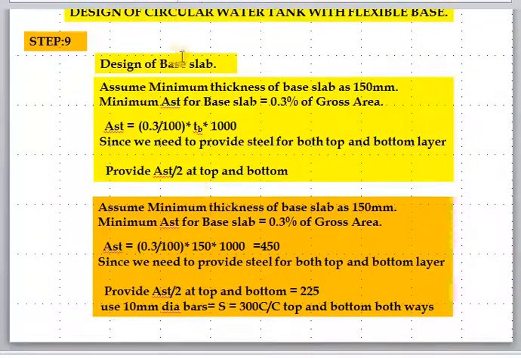The last one is the base slab. As I told you, for the base slab, the minimum thickness normally, because it doesn't carry any bending, it is resting on the surface of the ground. So you can take minimum reinforcement, as a matter of fact 0.3 percentage you can take, and thickness you can take 150. So you will get area of steel. 0.3 percentage if you take 450.